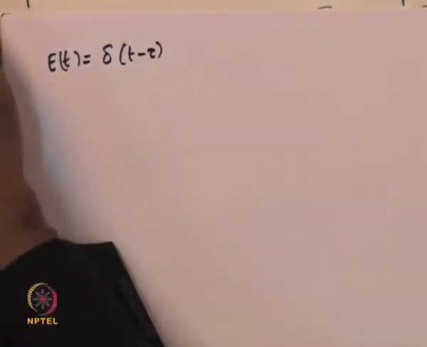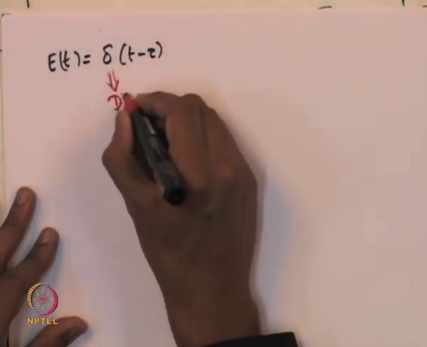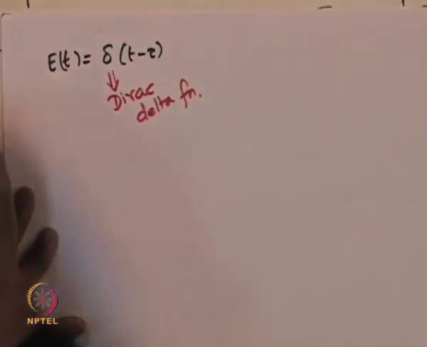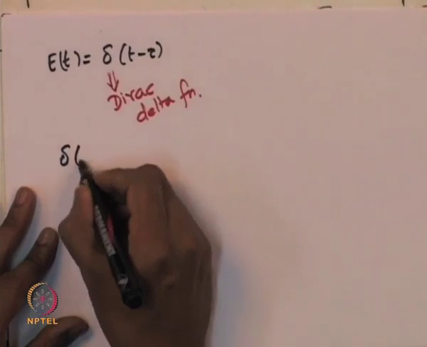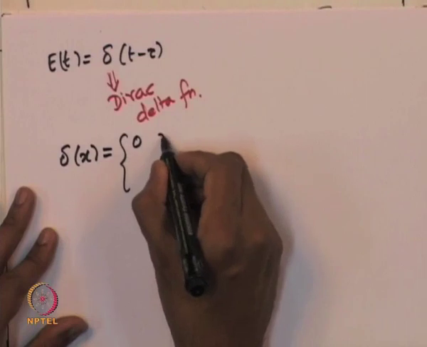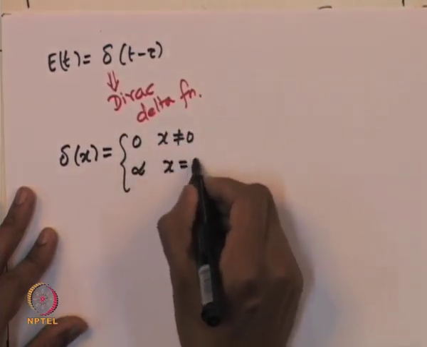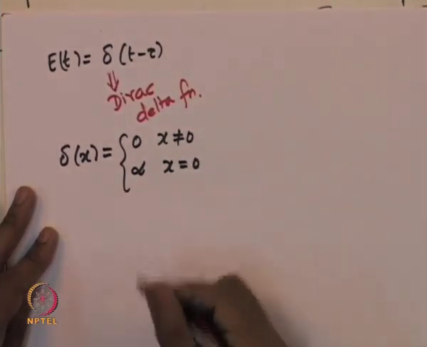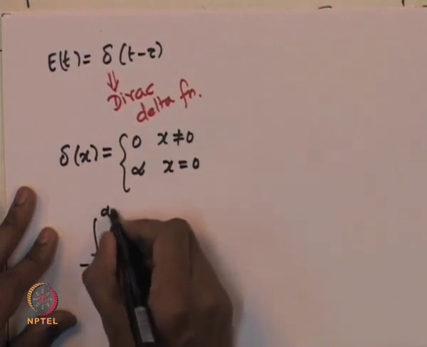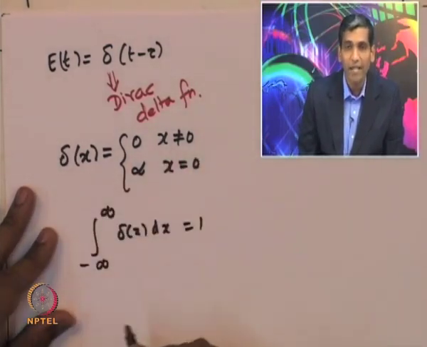So, this is the Dirac delta function, and it is defined as follows. Dirac delta function delta x is equal to 0 if x is not equal to 0, and it is equal to infinity when x is exactly equal to 0. And the property of this function is that the integral from minus infinity to plus infinity of delta x dx should be equal to 1. That is the property of the Dirac delta function.